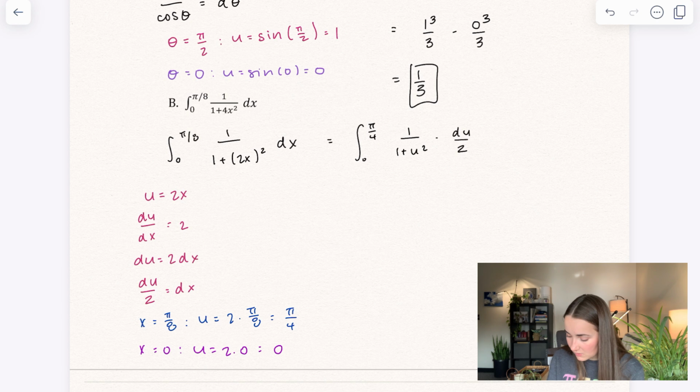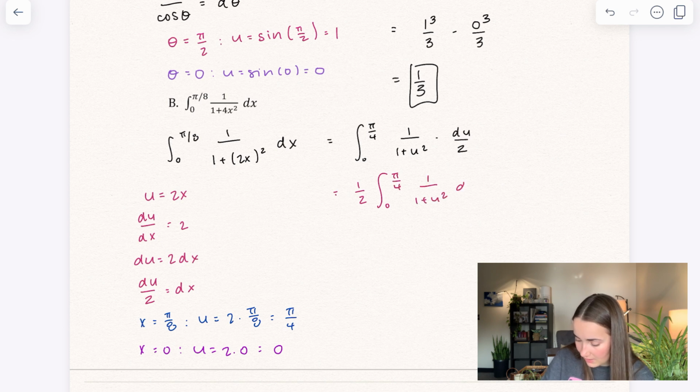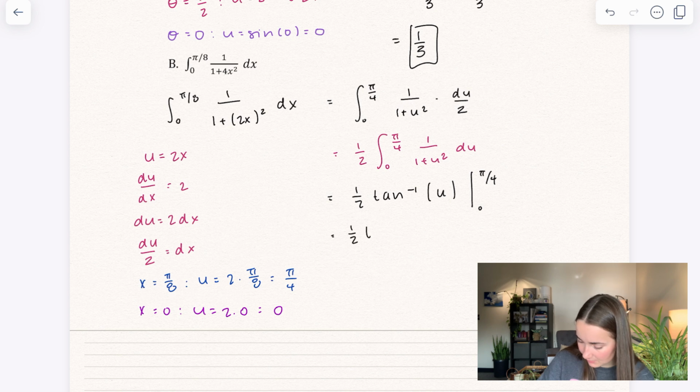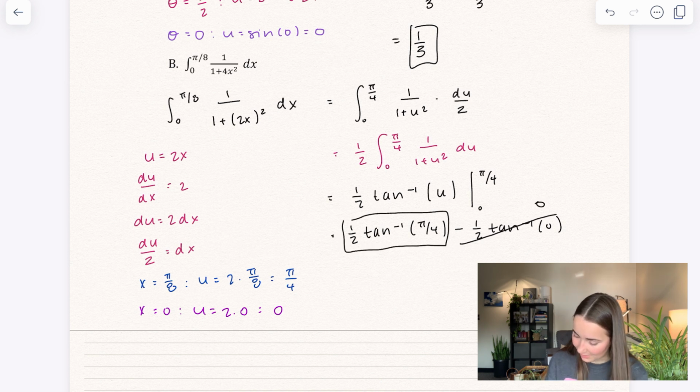So that du divided by 2, if you want, you can take it out. It's a constant multiple of 1/2 between 0 and pi over 4 of 1 over 1 plus u squared du. And here we can go ahead and take the antiderivative, right? So that 1/2 hangs out, but we get inverse tangent of u evaluated between 0 and pi over 4. Here I'm going to plug in upper minus lower. An inverse tangent of 0 is just 0, so here we get our solution is this guy right here.